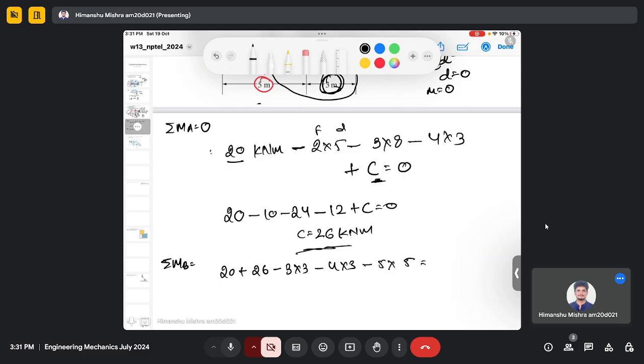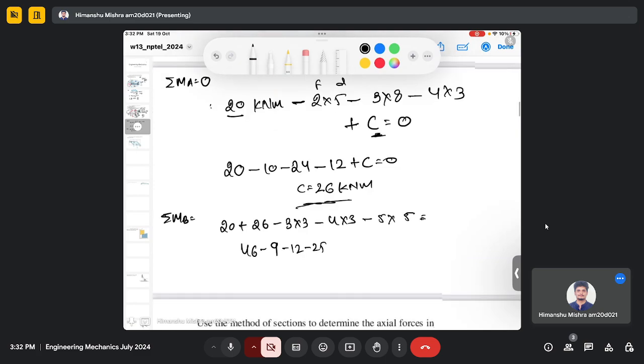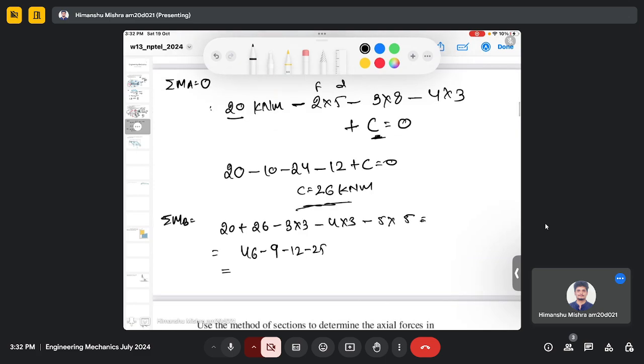Right, now we need to solve this. So when you solve this, you will get 0 here. So the moment about point B, you found that it is going to be 0.